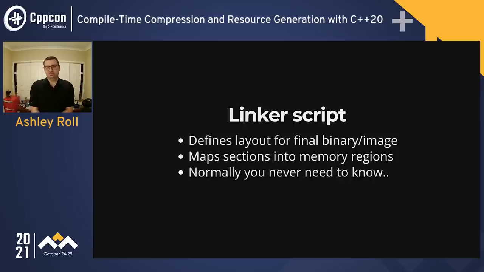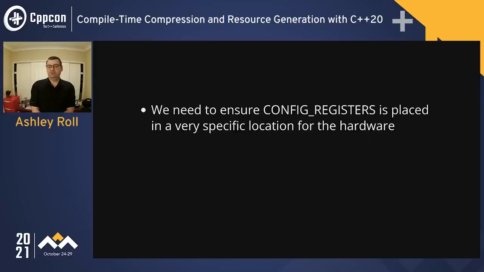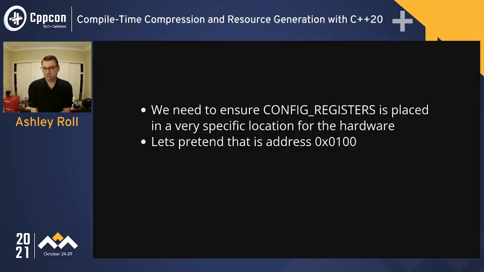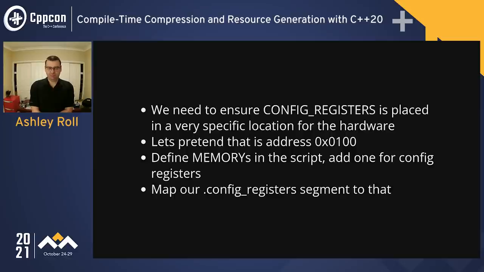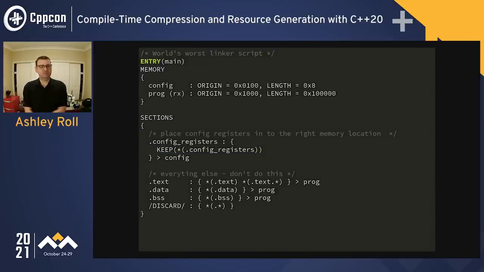Normally, you never need to know about this sort of stuff until you do. So we need to ensure our config registers variable is placed in a very specific location for the hardware, because otherwise it just won't work. So let's pretend we need to put that at address 100 hex. We'll define memories in the script and add one for config registers. Then we'll map, using a linker script, the config registers segment from our program into that area. So here is an example of the world's worst linker script. Please don't use this, but it shows you the technique.